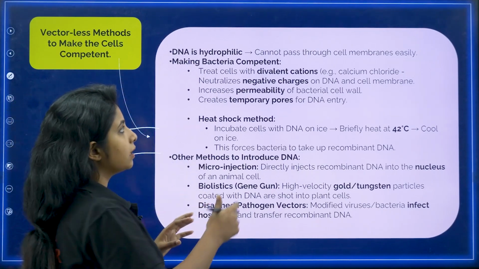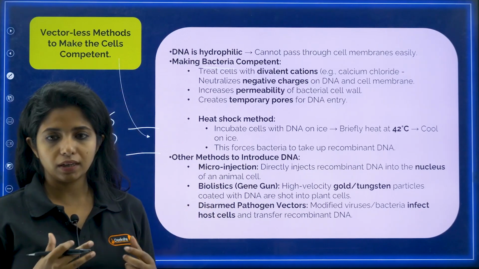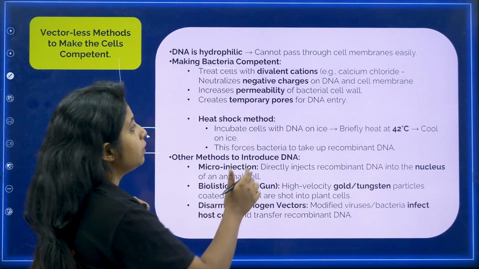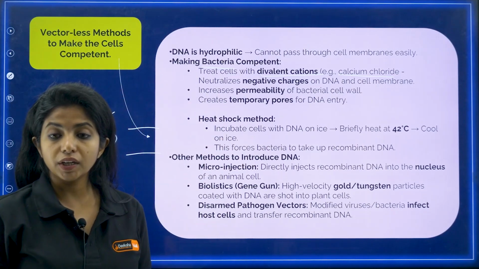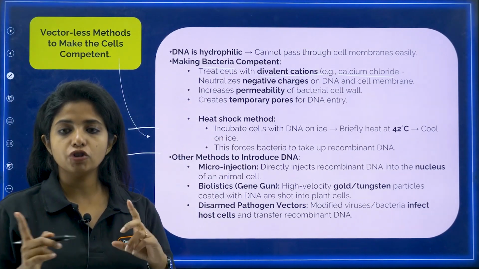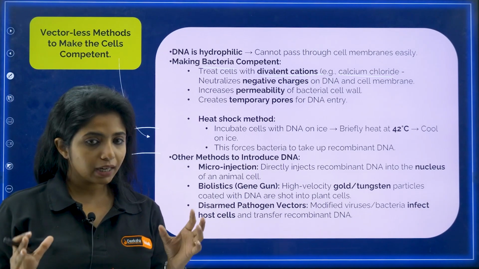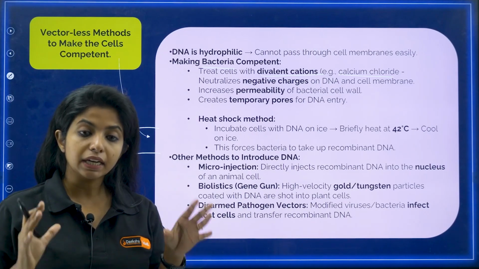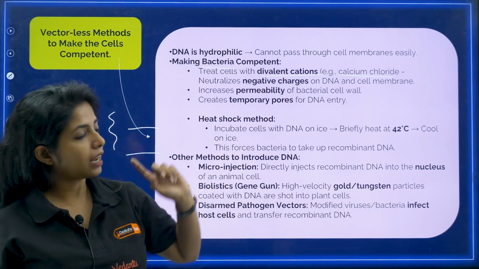Suppose this is a bacteria that I want to make competent. Okay, I want a bacteria to take up the DNA. What I have to do is treat it with divalent cations, for example calcium chloride. Why? First thing, it will neutralize the negative charge on the DNA and the cell membrane. DNA is negatively charged, so I have to neutralize that. I can do it by treating with calcium chloride.